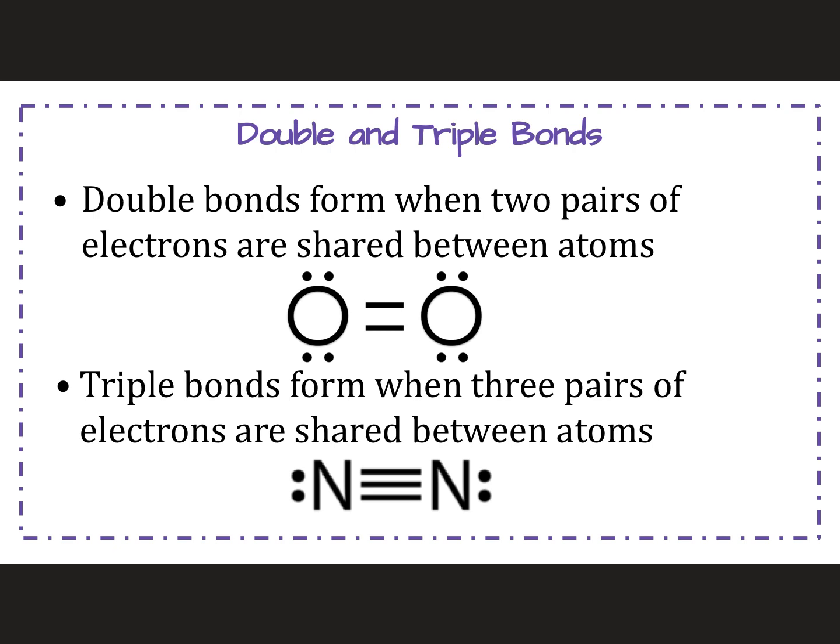It's also important to talk about our double and triple bonds. Double bonds form when we share 2 pairs of electrons between atoms. Triple bonds form when we share 3 pairs of electrons between atoms.